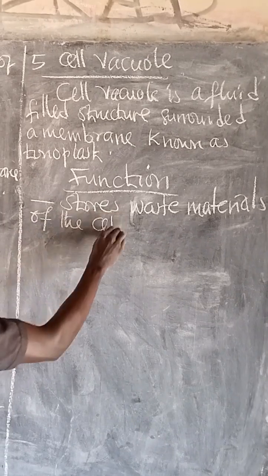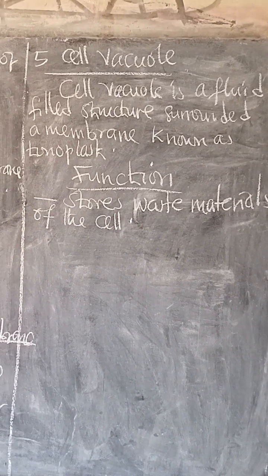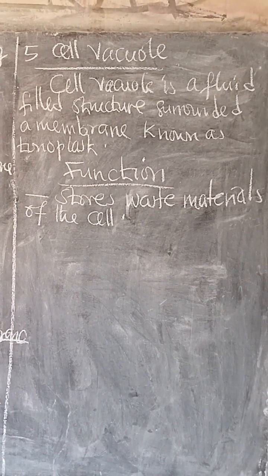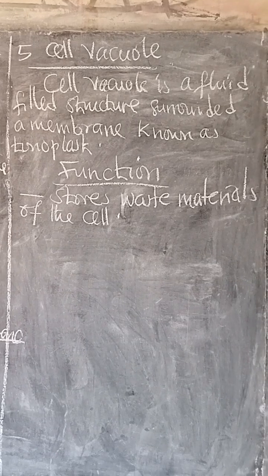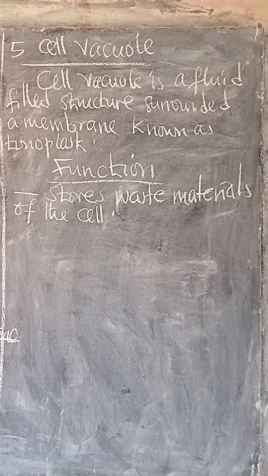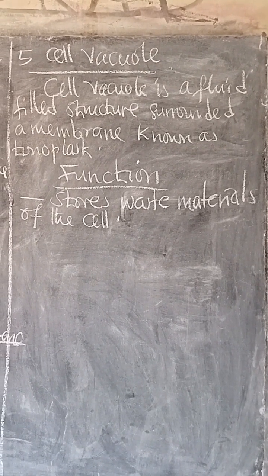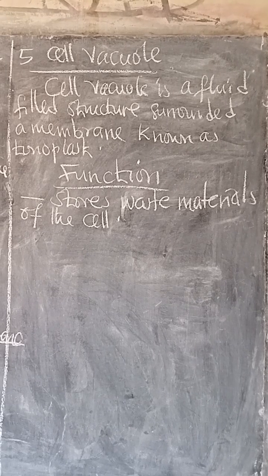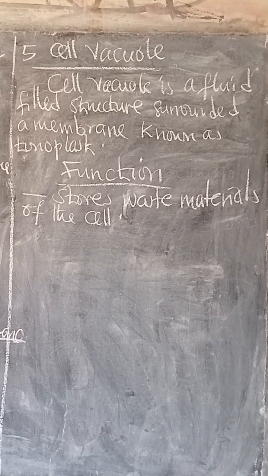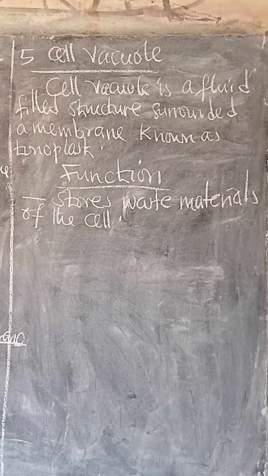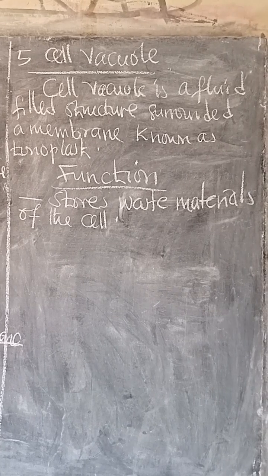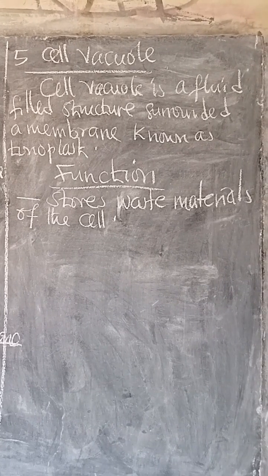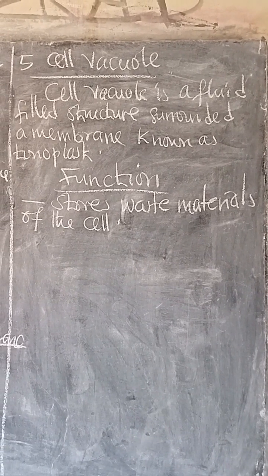Within the cell there are a number of metabolic activities that take place. These metabolic processes produce waste products which the plant is supposed to eliminate. These waste products are first stored temporarily within the vacuole of the cell, which is one of the main functions of the vacuole.